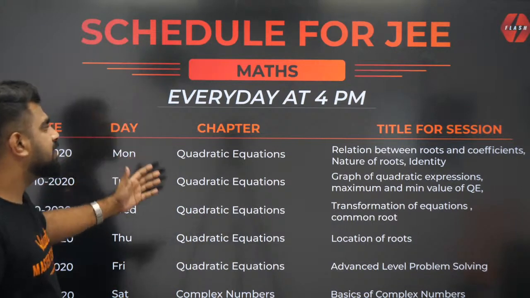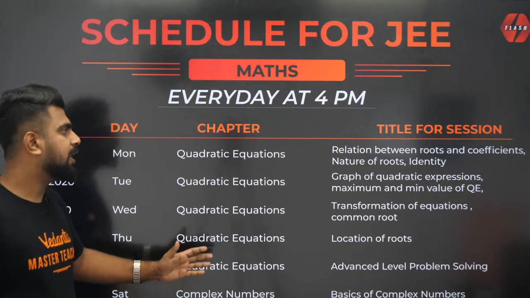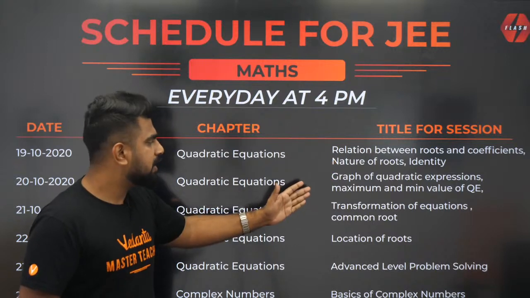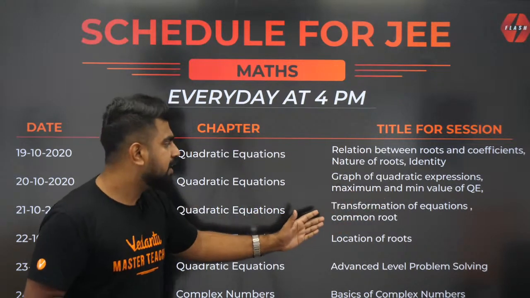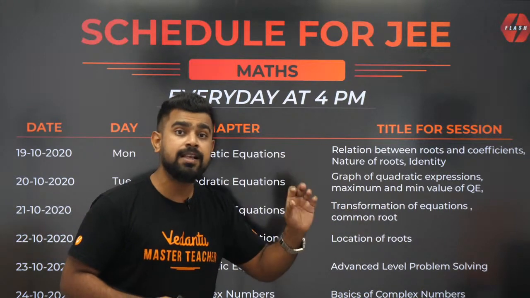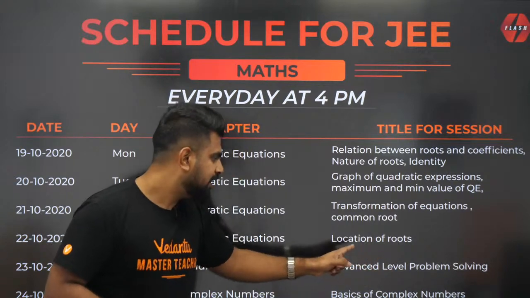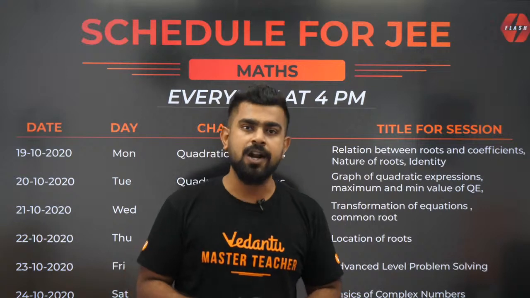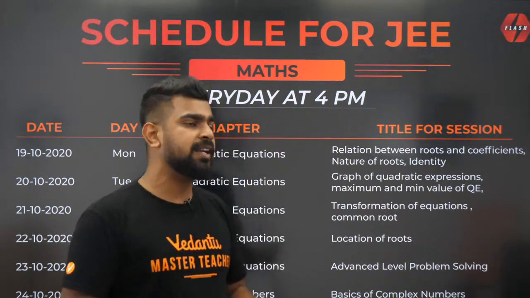Okay, so maths, like I said, the first week is going to be quadratic equations, and we talked about relations in the first session. Now we are going to talk about graph, maximum and minimum value, then transformation, a very important class tomorrow, then location of roots for advanced, then advanced problem solving, moving on to complex numbers. Got it? So that is how we will progress. I hope you guys are making note of it.